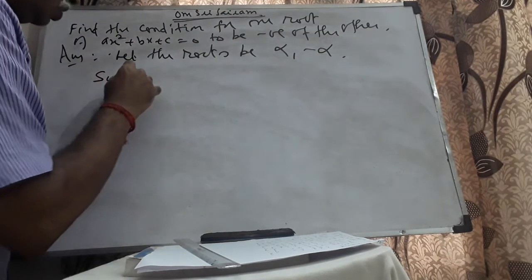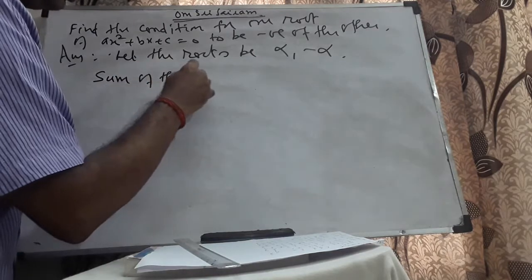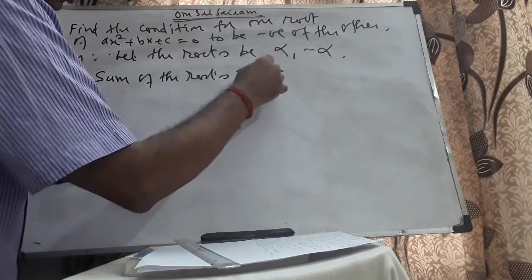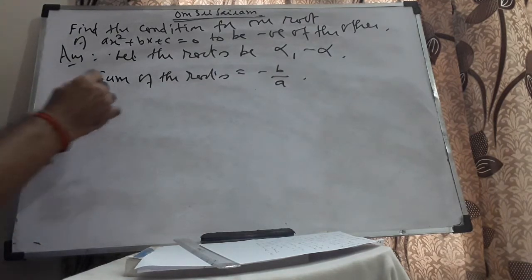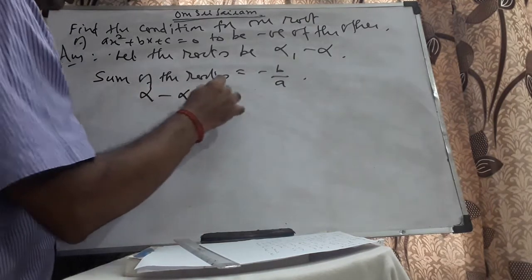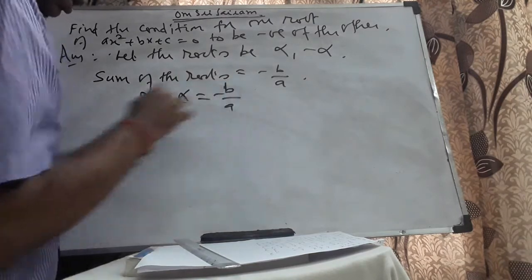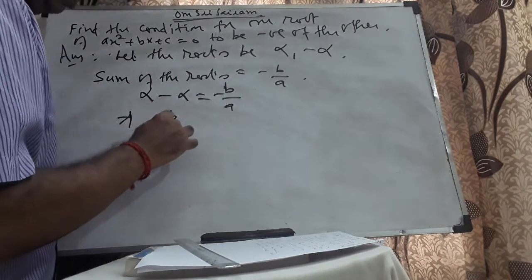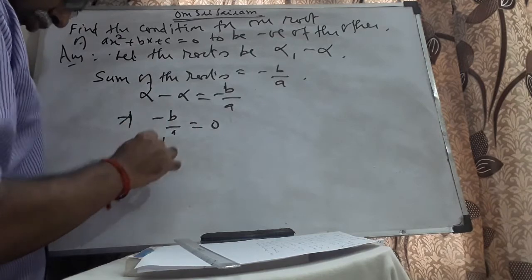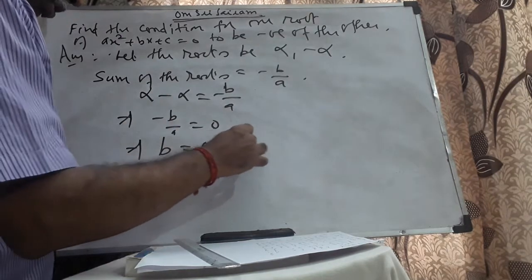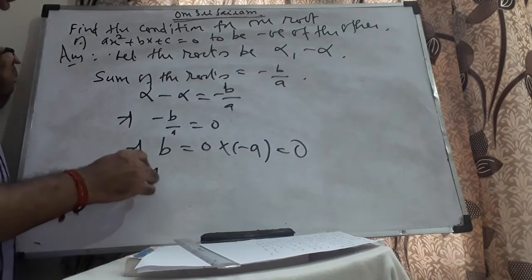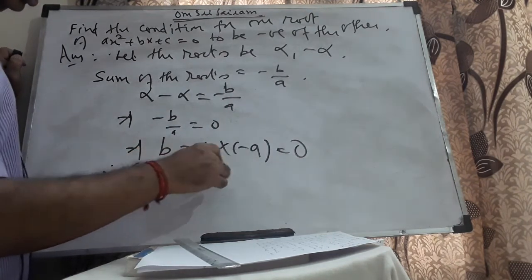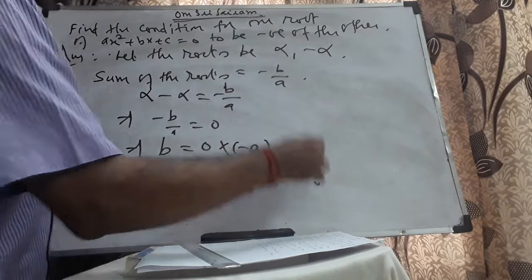Okay, sum of the roots is equal to minus b by a. It's one of the major conditions you know very well. For alpha minus alpha is equal to minus b by a implies minus b by a is equal to 0. B is equal to 0 into minus a is equal to 0. Therefore, the required condition is b is equal to 0.